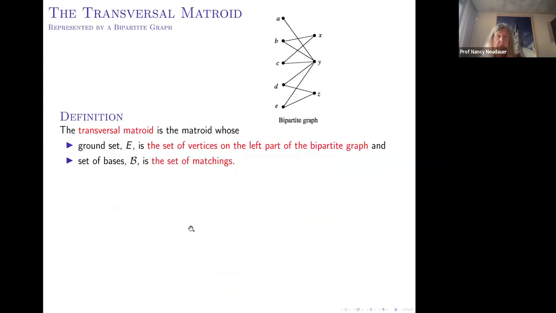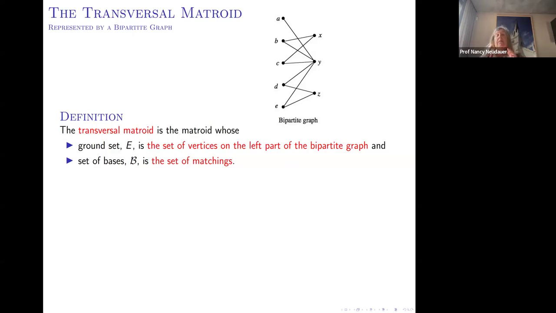A transversal matroid has as a ground set the set of vertices on the left part of the bipartite graph, or as Zurab said, for a hypergraph, you can just have a set of elements. And then the bases are the matchings. For a transversal matroid, we would have a collection of sets on the right: set X has all the edges connected to it, so B and C, set Y has all 5, and set Z has just these 2, D and E.